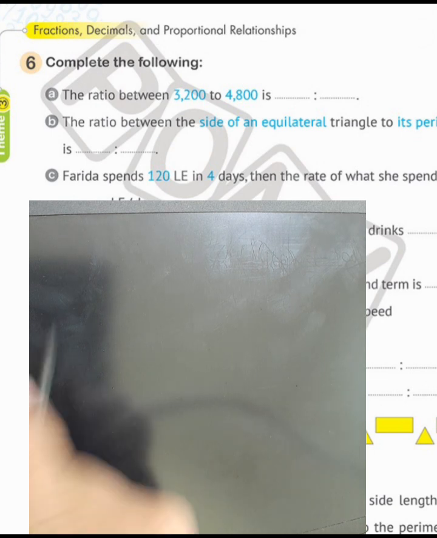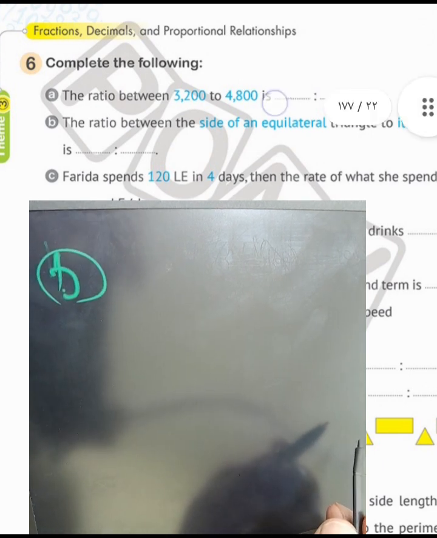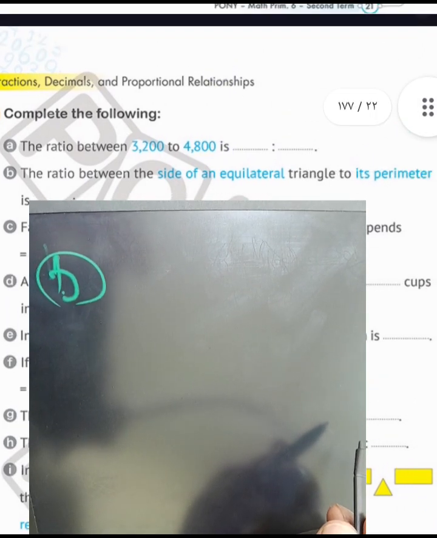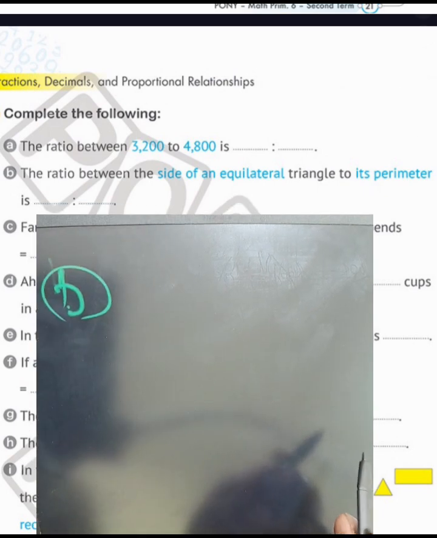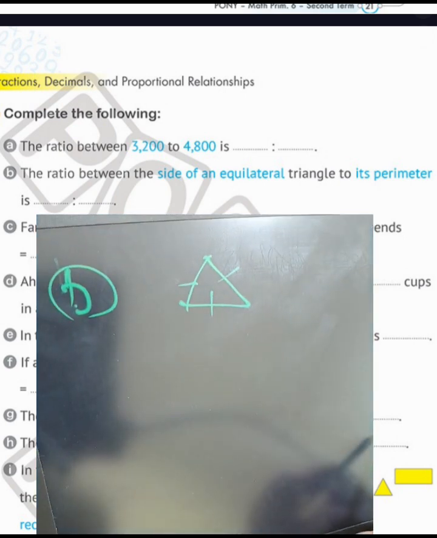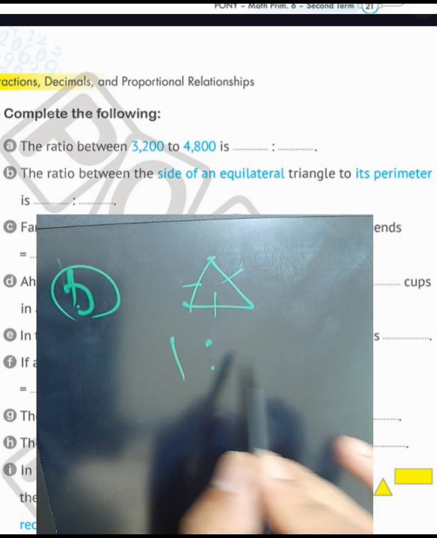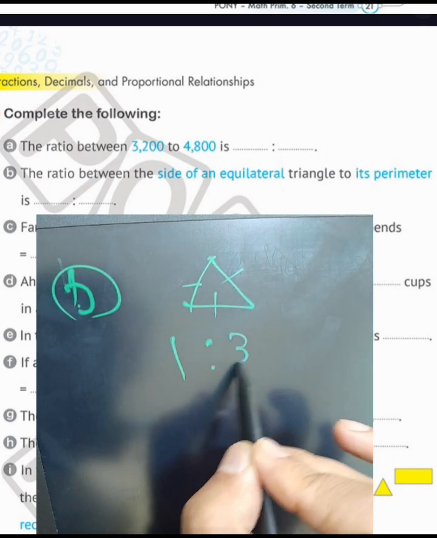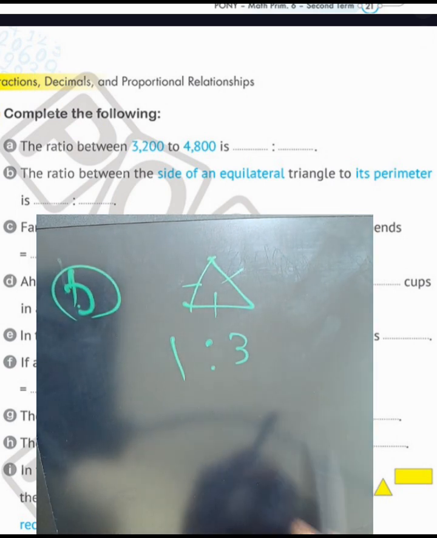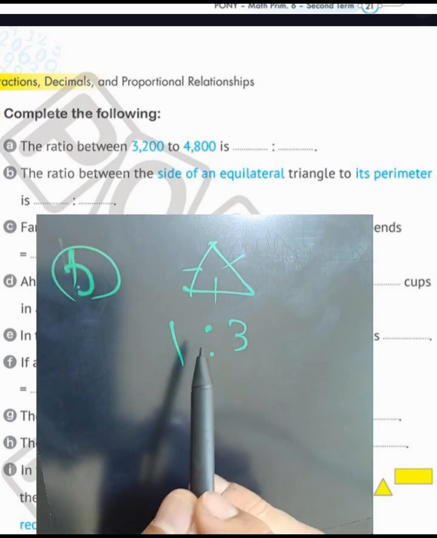Question letter B. The ratio between the side of an equilateral triangle to its perimeter is blank. We know any triangle has 3 sides, and this triangle we call equilateral. We have 3 equal sides in this triangle, and you want to find the ratio between the side of the equilateral triangle, which will be 1, and the perimeter of this triangle, which is the sum of all sides. The ratio will be 1 to 3. Then the ratio between the side of an equilateral triangle to its perimeter will be 1 to 3.